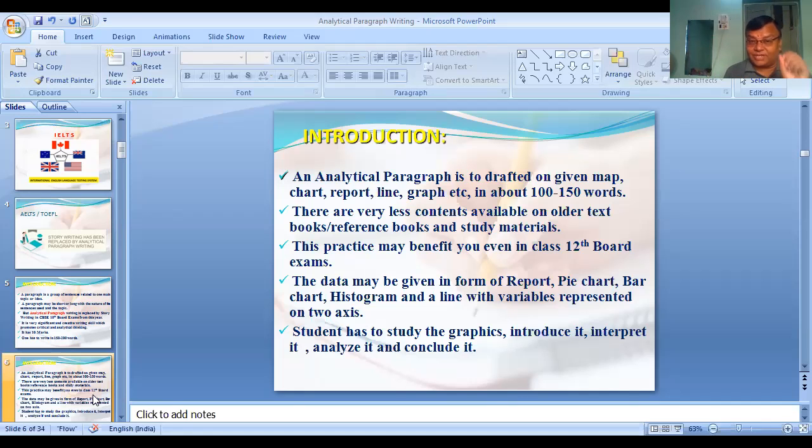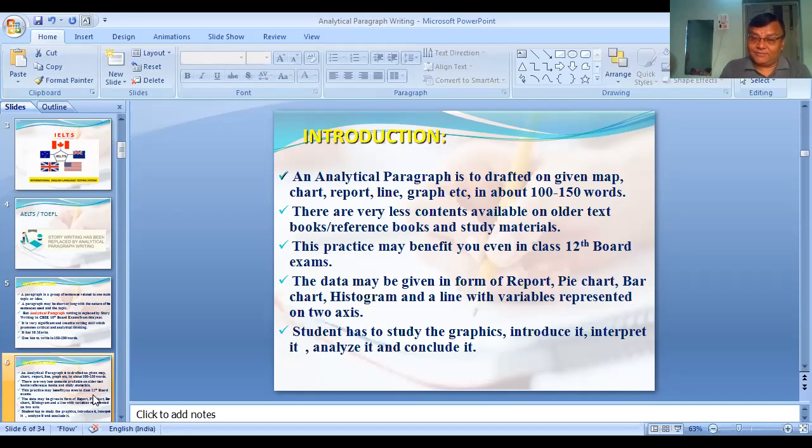words. There is very little content available in older textbooks, reference books, and study material. It's a new attempt. It's a new perception which has come to our syllabus now. So, my dear children, it is very important. This class is very important. Just listen, please. This practice may benefit you even in the class 10 exam, 12th exam. You are now in 10th, it will come to 12th also.